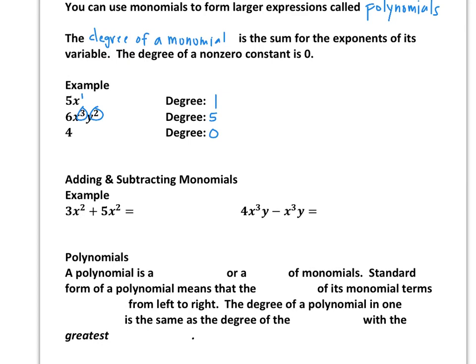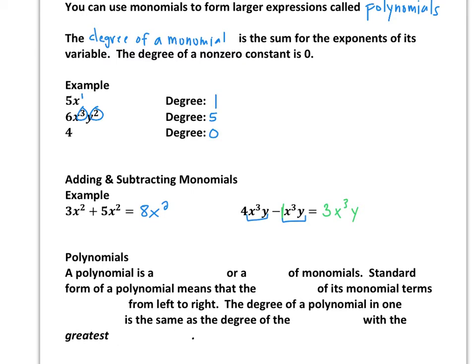All right, adding and subtracting monomials. When we're adding and subtracting monomials, really all we're doing there is combining like terms. So 3x squared plus 5x squared, well, they both have an x squared. They are like terms. So we should remember this. This is 8x squared. All right, 4x cubed y minus x cubed y. Again, they're like terms. They have the same variable part. This second thing, we know that has an assumed coefficient of 1. So we subtract the coefficients. 4 minus 1 is 3x cubed y.